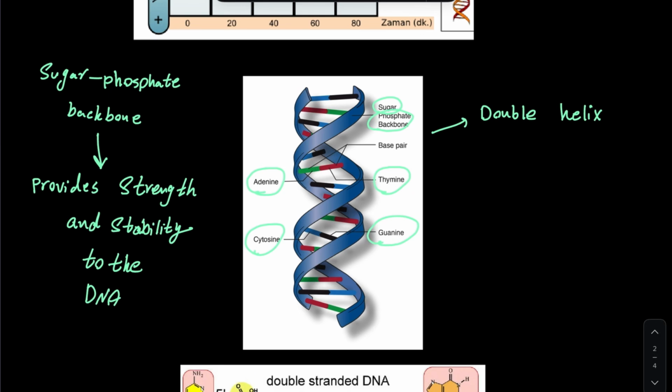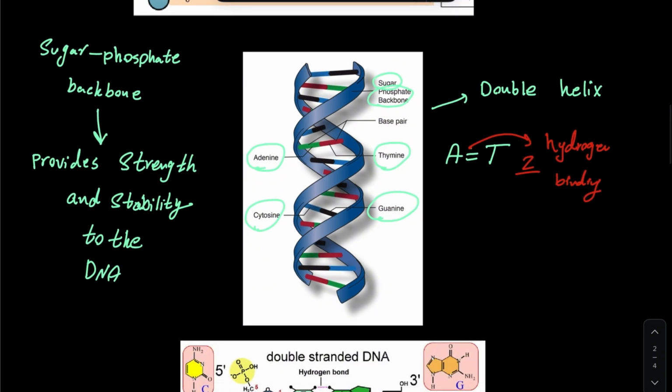Adenine always pairs with thymine with two hydrogen bonds, and cytosine always pairs with guanine with 3 hydrogen bonds. These specific pairings are held together by hydrogen bonds.